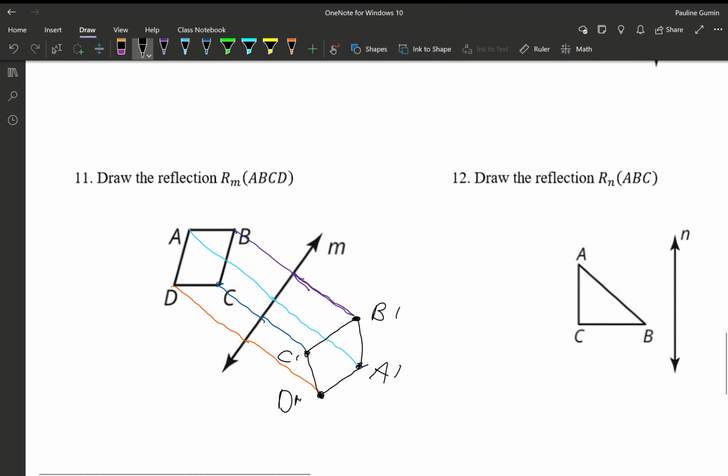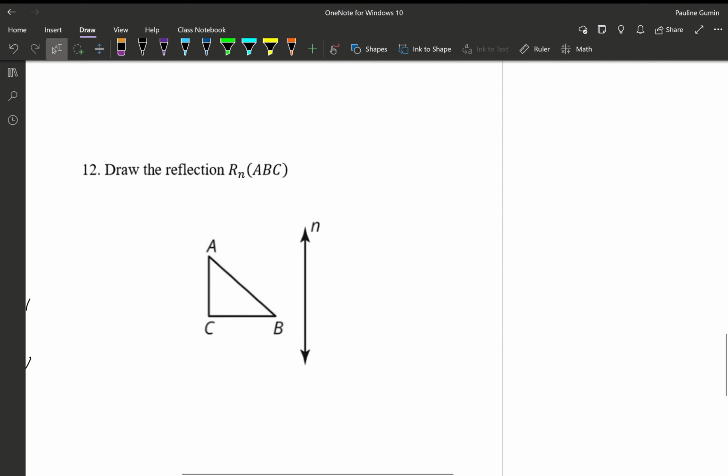Voila. Lastly, number 12, we're going to reflect this triangle. Now, this line N is perfectly vertical, so I'm turning my paper back to normal. Okay, I'm going to reflect A over, and once again, you're using a ruler and labeling your points immediately.